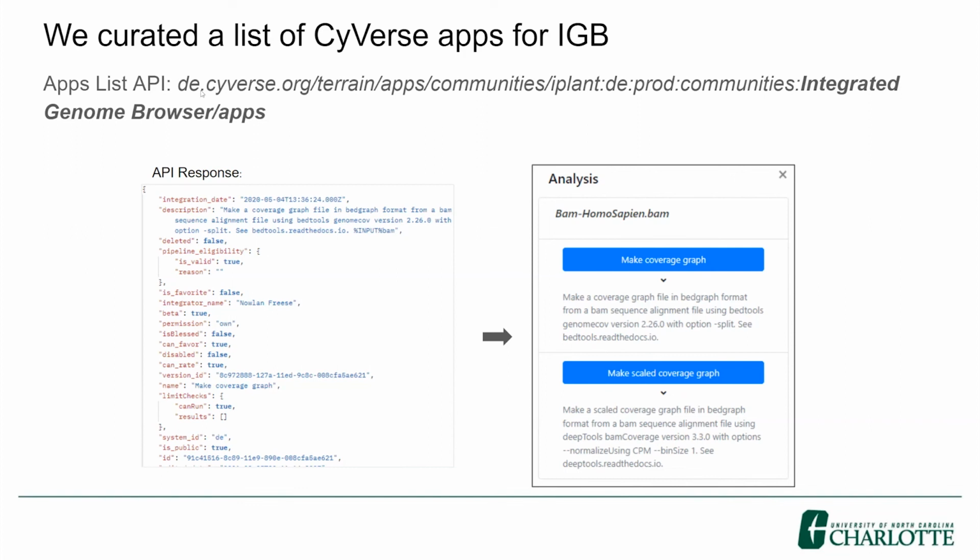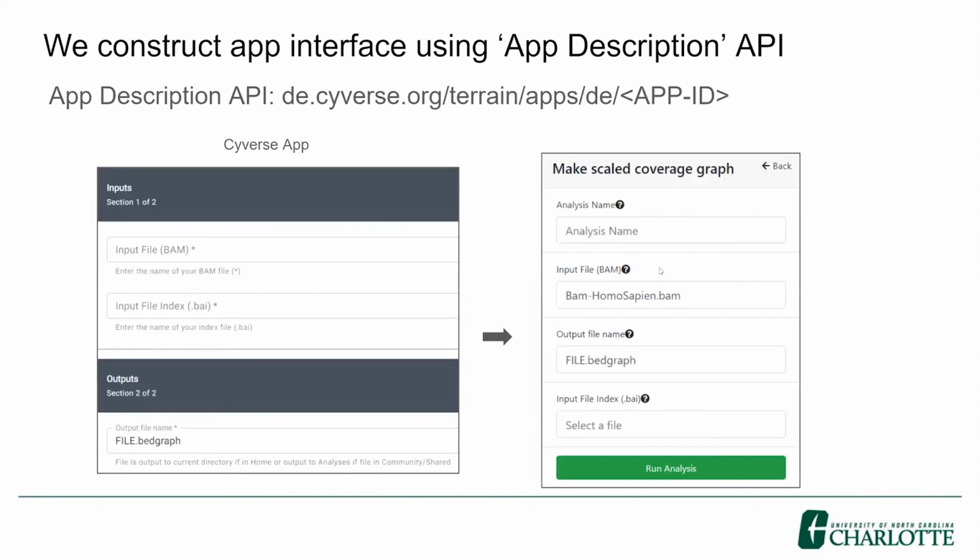So if you use this API request with the community name Integrated Genome Browser and /apps, we get a list of all the apps that are mapped to that particular community. And we use this response to create a user interface. Now, when a user clicks on one of these apps, we send another API request with that particular app ID. And with that response, we create a user interface.